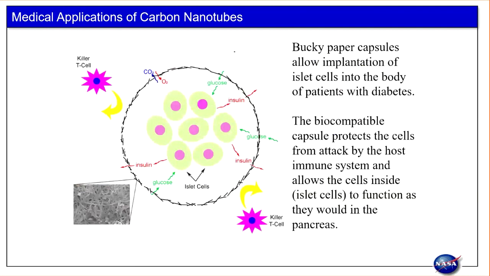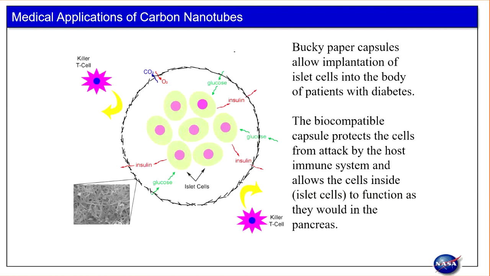So to give you a sense for where we're going with this technology, this single figure really describes how we're using these capsules to contain cells. For this particular application, we're talking about placing islet cells into the capsule. Islet cells are the cells that produce insulin in the pancreas. So they have both a glucose sensing function and an insulin secretory function.